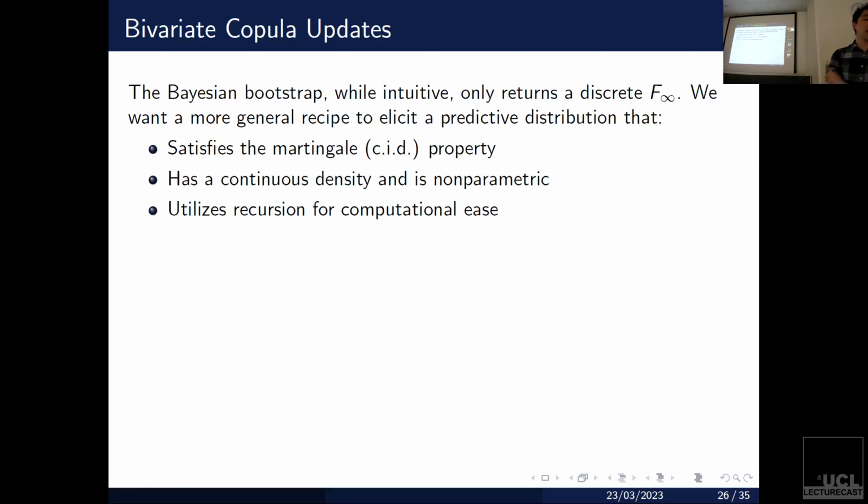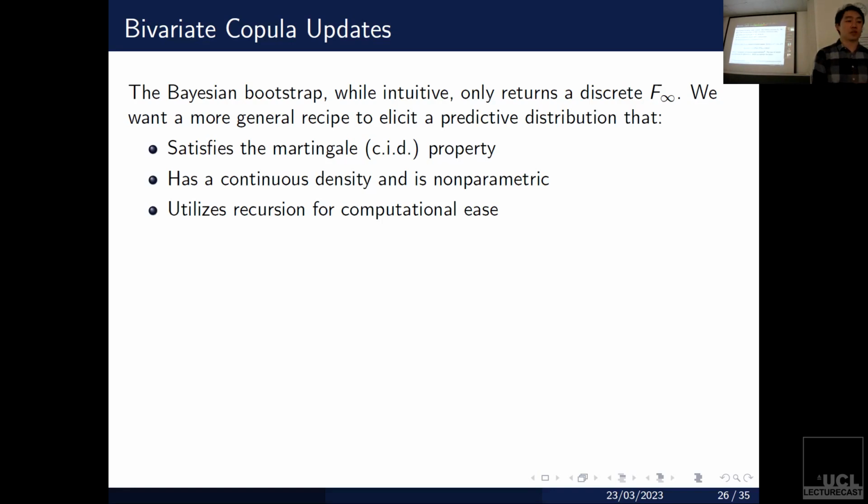So what we want is a more general recipe, essentially generalizing the Bayesian Bootstrap, that has this nice interpretation and satisfies the Martingale property, primarily because we need this for predictive resampling. But the key thing here is that it has a continuous density, and it's also not parametric. We're going to see that you can define these updates in a recursive manner, kind of like the empirical distribution, and utilize this recursion for computational feasibility. I like to think of these methods as essentially generalizations of the Bayesian Bootstrap, smooth Bayesian Bootstraps, you could say.